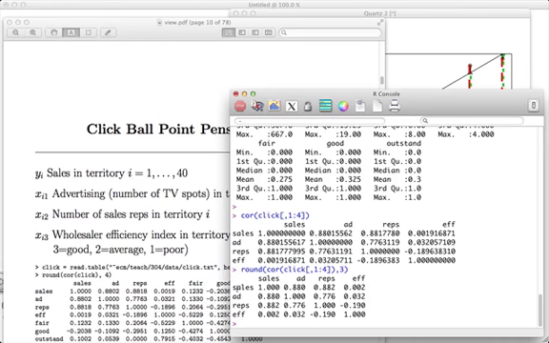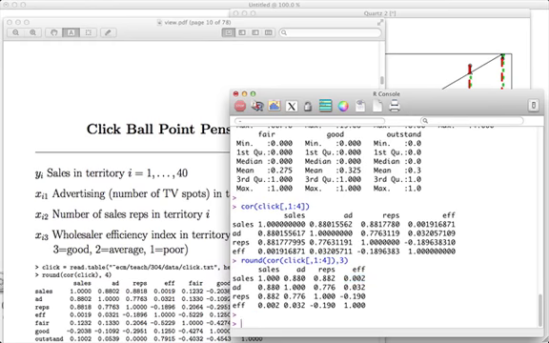Now what we really care about is the relationship with sales. And so we see that advertising has a correlation of 0.88. What that means is that as we increase ads, sales go up. Reps also have a correlation of about 0.88 with sales. So as we increase reps, sales go up. Wholesaler efficiency is virtually uncorrelated with sales. So what that indicates to us is that it doesn't matter what type of wholesaler we have, whether it's good or poor or outstanding, the sales are going to be about the same.